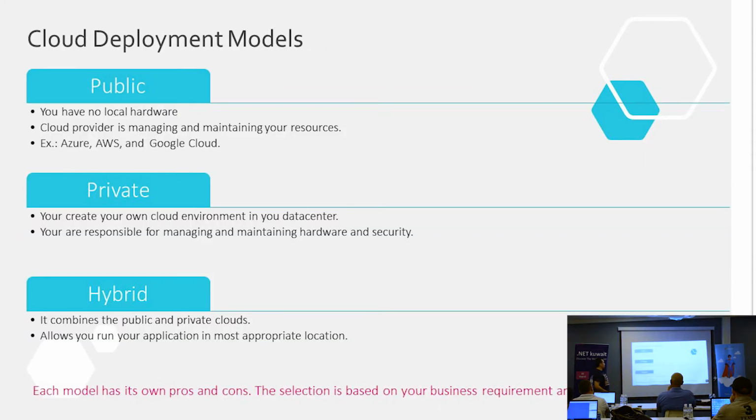Now you have multiple deployment models. For sure, it is not easy for every business to go fully to the cloud. So most of the providers have multiple deployment models. The public, which is where you are fully with the provider. All the things are there, like Azure, AWS, and Google Cloud. The cloud provider is managing and maintaining your resources.